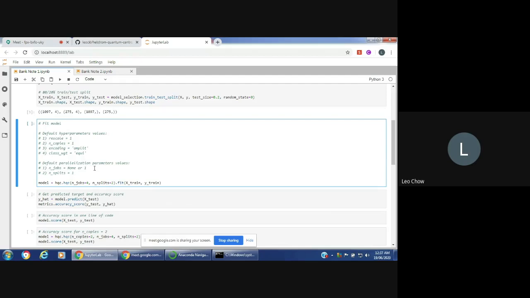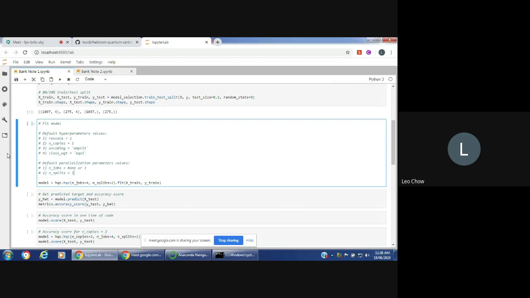So in other words, it's just using one CPU on your computer. And then this other parallelization parameter is what I call n_splits. It's pretty much splitting the data set into batches, all right? By default it's 1, so that means there's no splits, no batches. There's just one whole batch, this one whole data set. So you can have 2. If you have 2, that means you split your data set into 2 batches, and you run these 2 batches in parallel. So that would actually make the algorithm run faster.